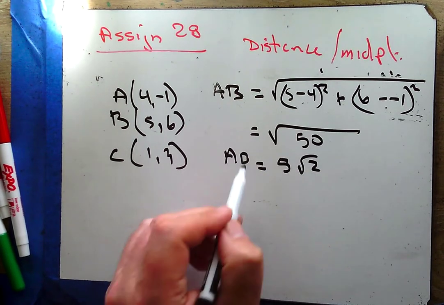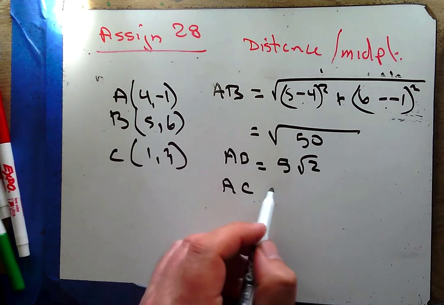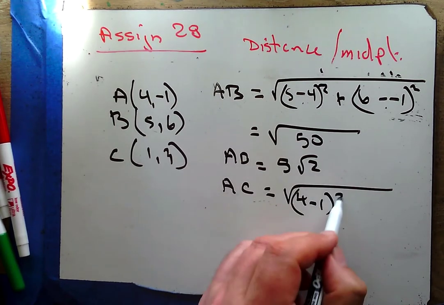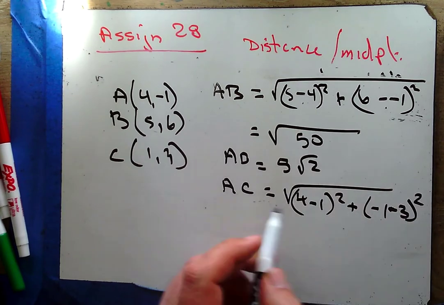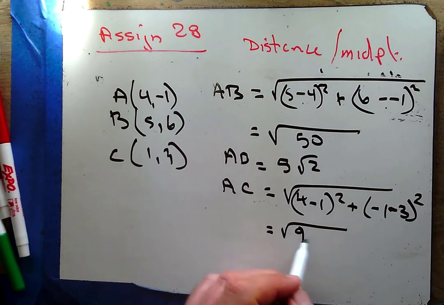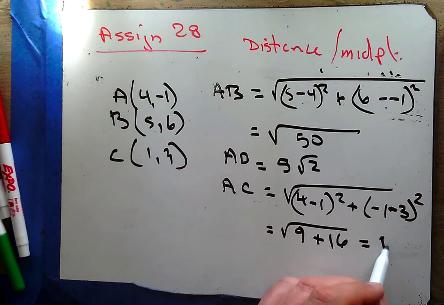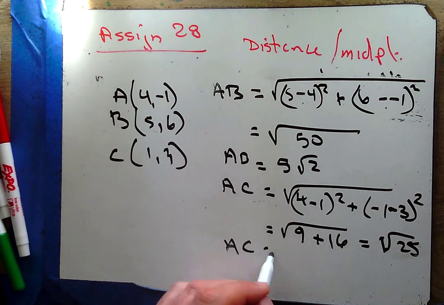That's AB. We also need to find AC. Okay, the square root of (4 minus 1) squared plus (-1 minus 3) squared. And so I get the square root of 9 plus 16, which is the square root of 25, or 5. So we know that AC is 5.